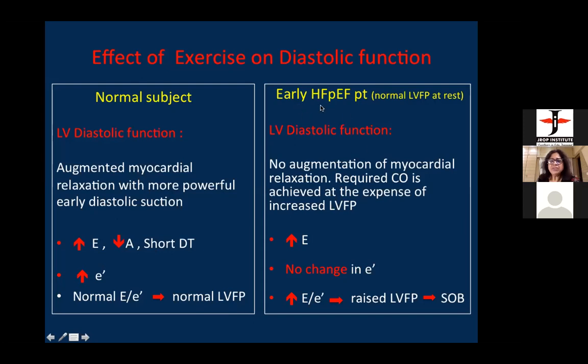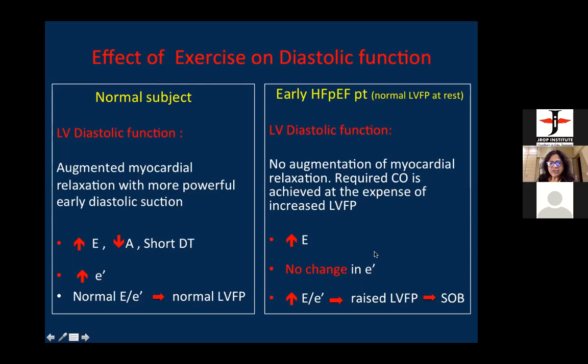And what happens in the patient where LV filling pressure is normal at rest, but as he does the walking or running, there is no augmentation of myocardial relaxation. Cardiac output is achieved at the expense of increased LV filling pressure. And how do we elicit this? We see that though the E wave velocity is increased due to exercise, with increased blood flow velocity, myocardial relaxation is not augmented. So there is no change in the E prime.